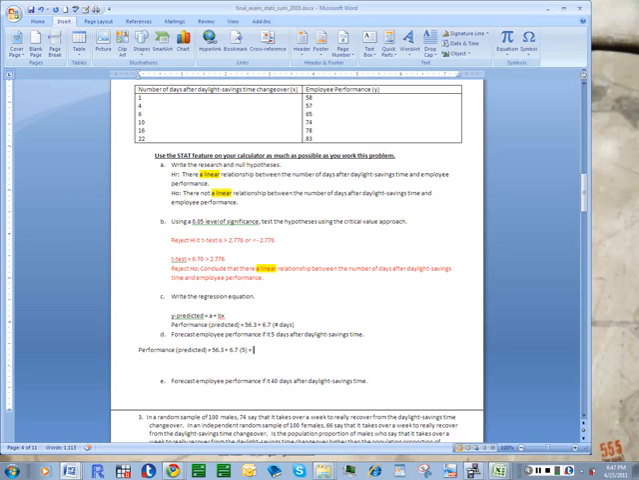Do that just on my regular calculator. 56.3 plus 6.7 times 5. I'll get 89.8.